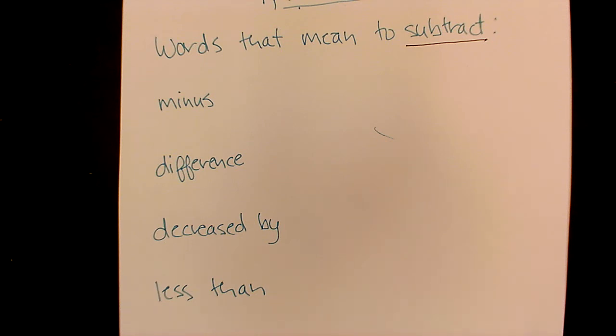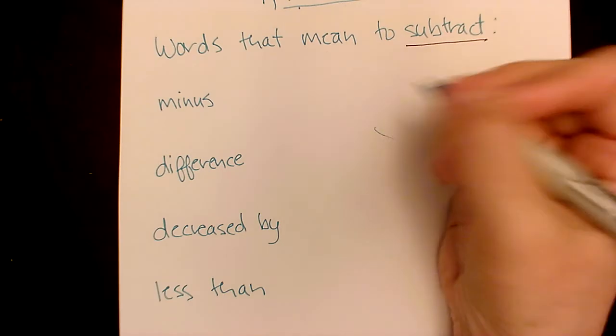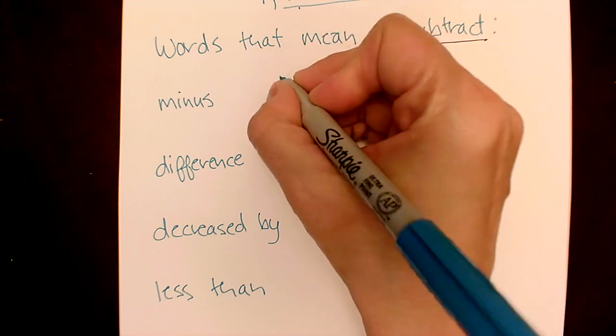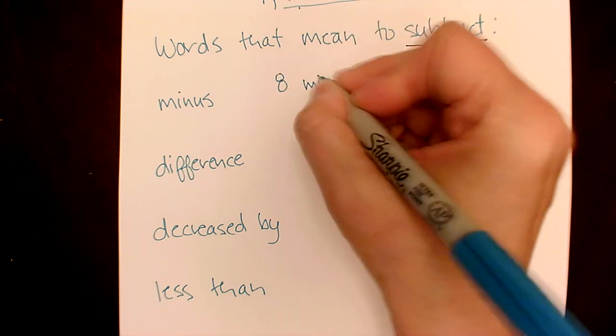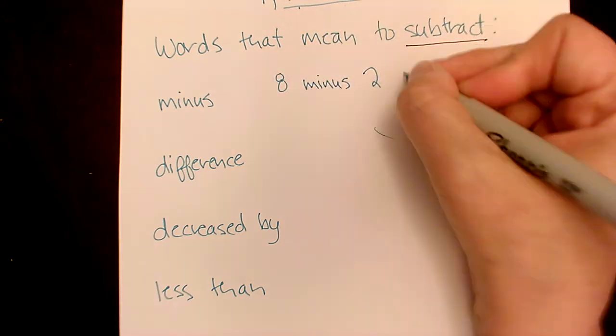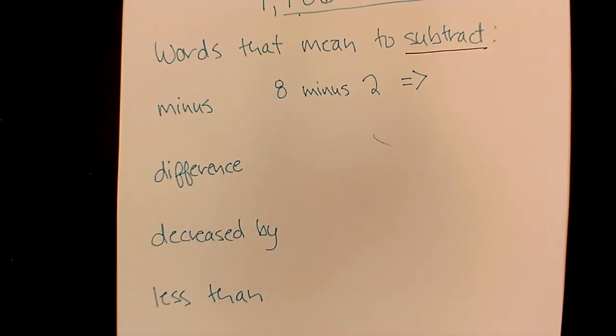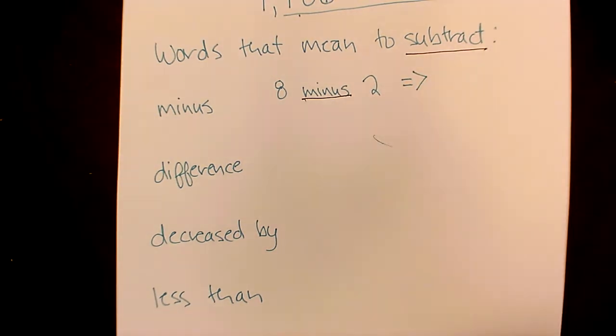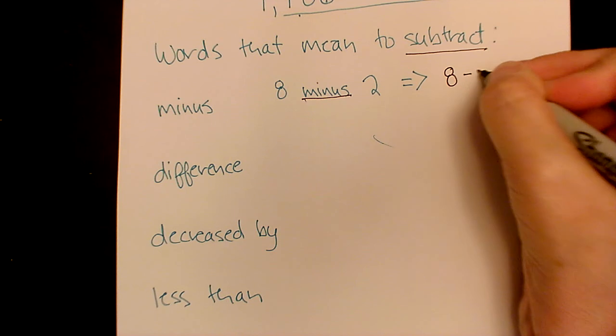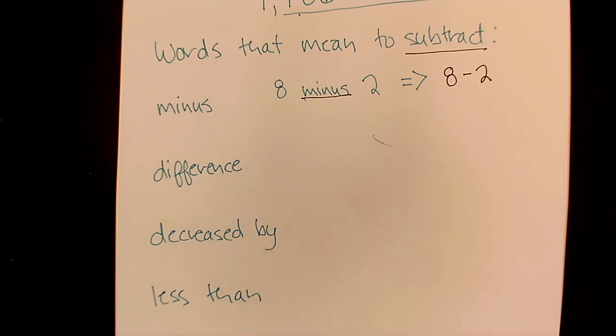So, first off is easy, minus. If you have something like 8 minus 2, how would we write that? Well, we're just subtracting. Here's our key word, minus. So it's just 8, subtract 2.